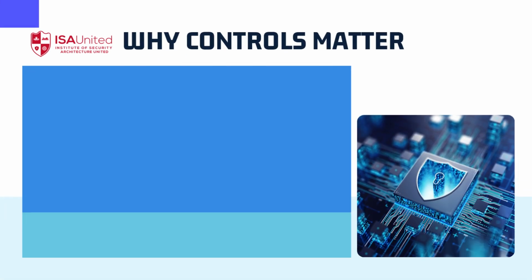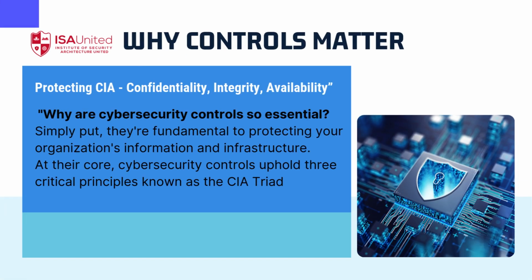Why controls matter. Protecting CIA, confidentiality, integrity, availability. Why are cybersecurity controls so essential? Simply put, they're fundamental to protecting your organization's information and infrastructure. At their core, cybersecurity controls uphold three critical principles known as the CIA Triad.